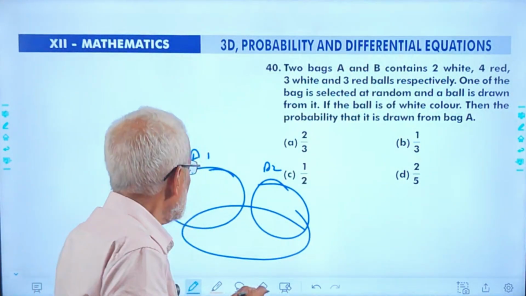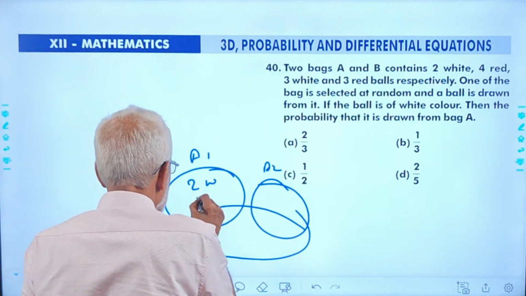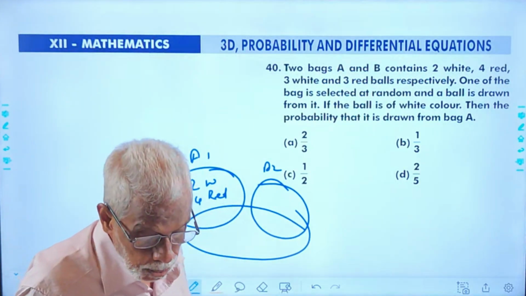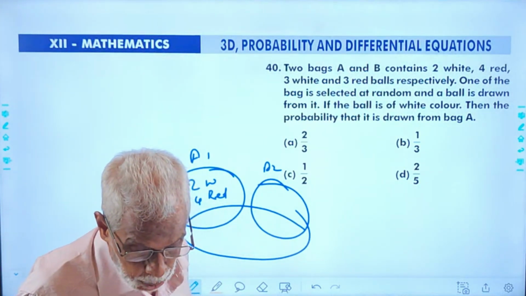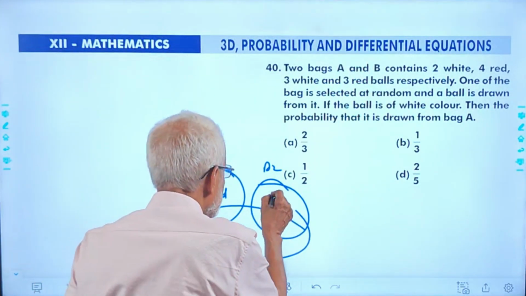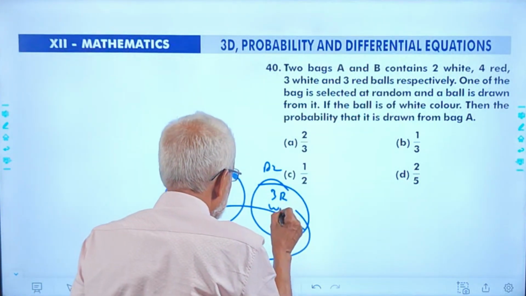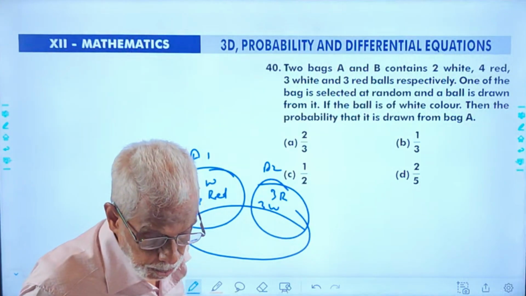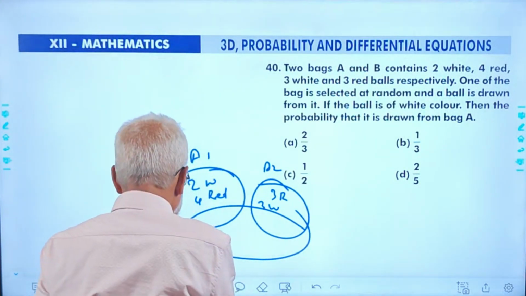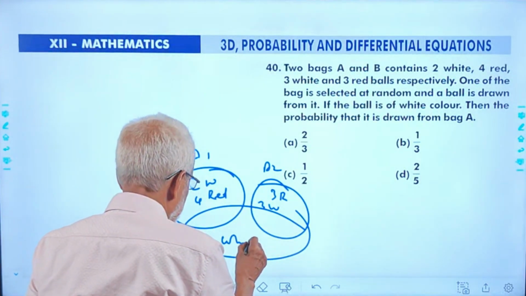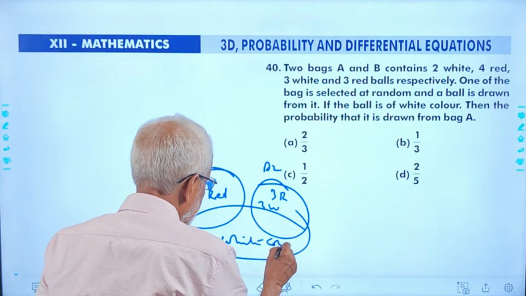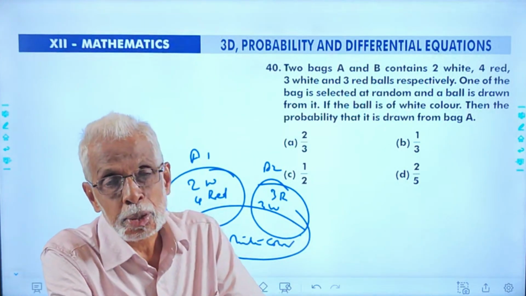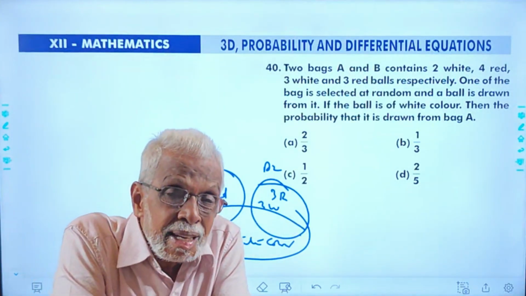Bag A contains 2 white, 4 red. The other bag contains 3 red and 3 white. Now we can take the common event as white color, drawing a white ball. For solving this question, you have to use Bayes' theorem.